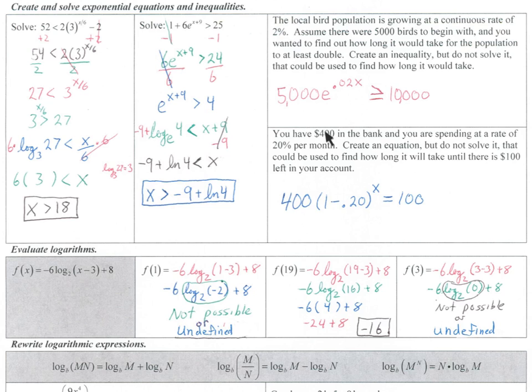Now for this one, you read the question carefully. It says it starts with $400. You're spending, so you're shrinking by 20%. So 1 minus 20%. X is how long it takes. And since it says equation, you look at the equal sign, and we need to know when it equals 100.